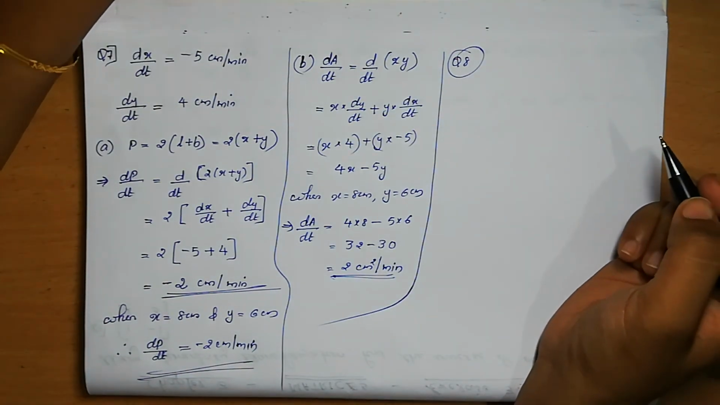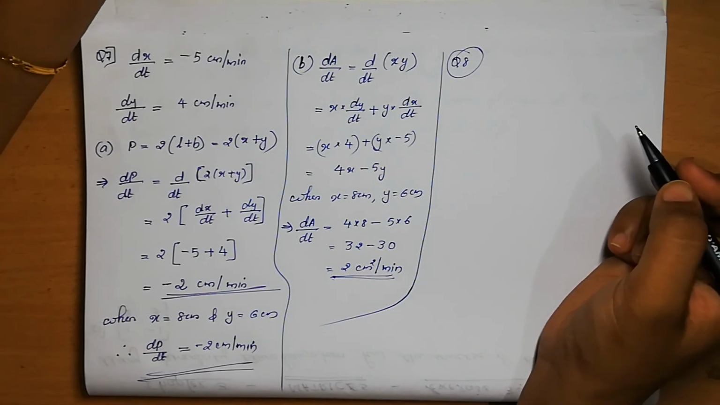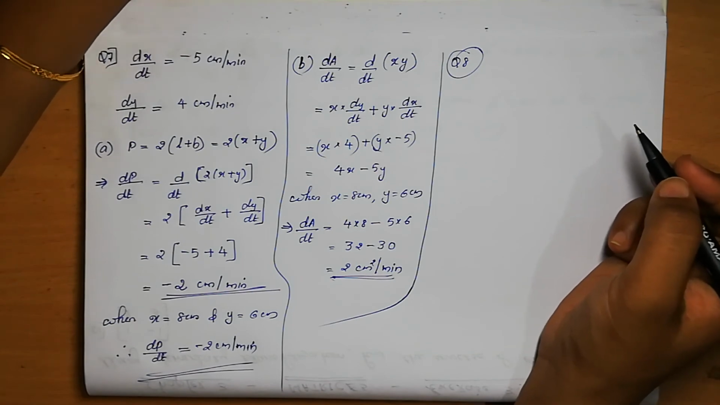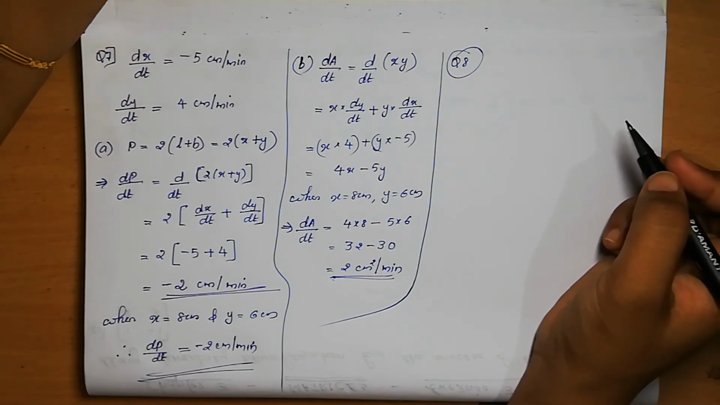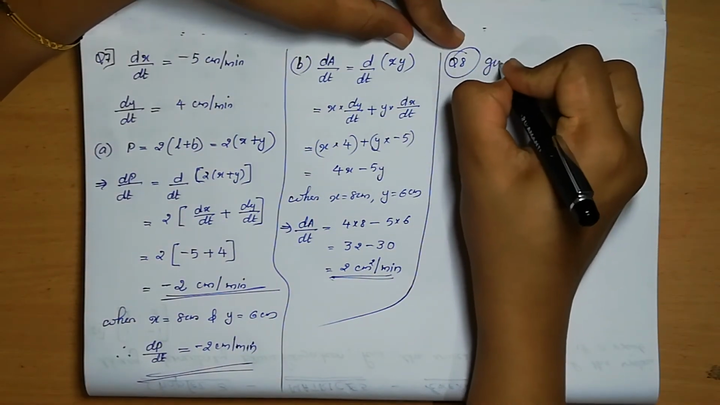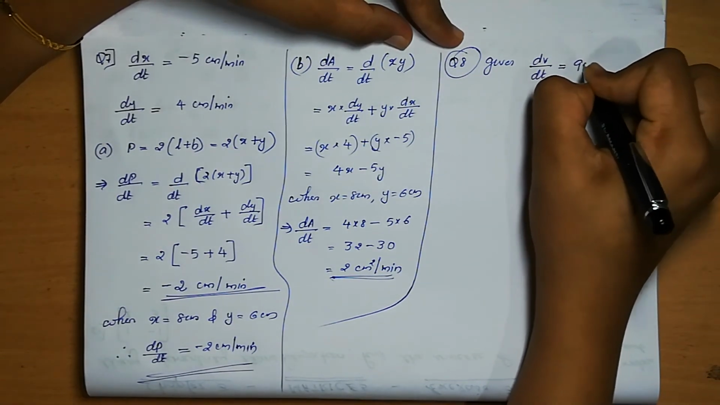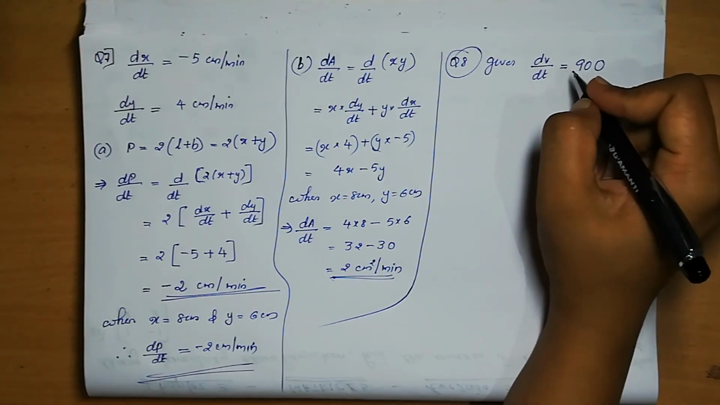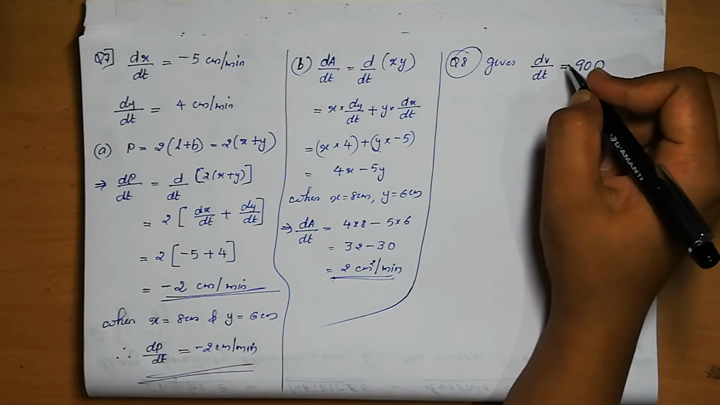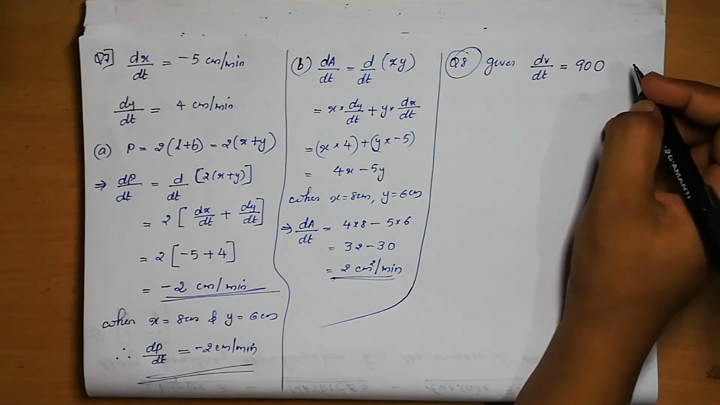Question number 8. A balloon which always remains spherical on inflation is being inflated by pumping in 900 cubic centimeter of gas per second. So 900 cubic centimeter, what is that? Volume only, right? That means dV by dt. Given dV by dt is 900 cubic centimeter of gas per second. Find the rate at which the radius of the balloon increases when the radius is 15 centimeter. So what do we need to find out? dr by dt we are going to find out, correct?